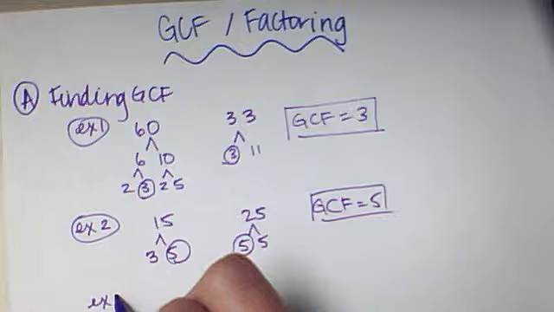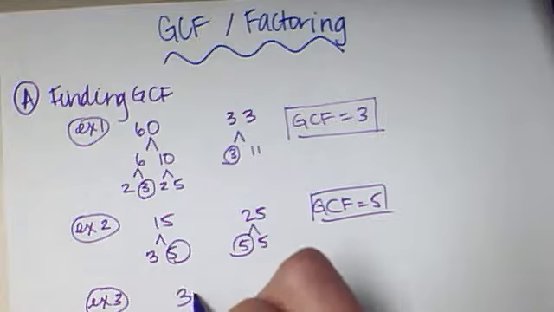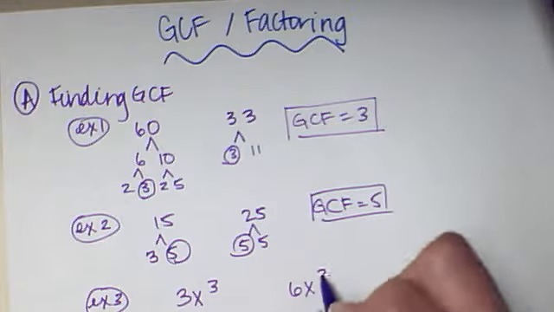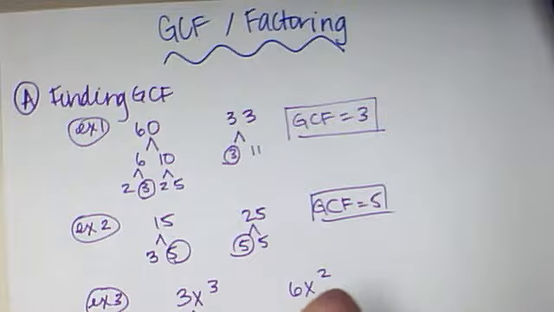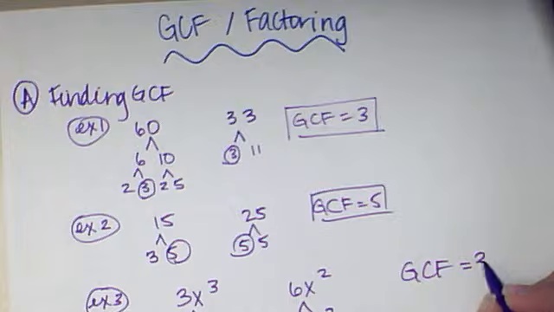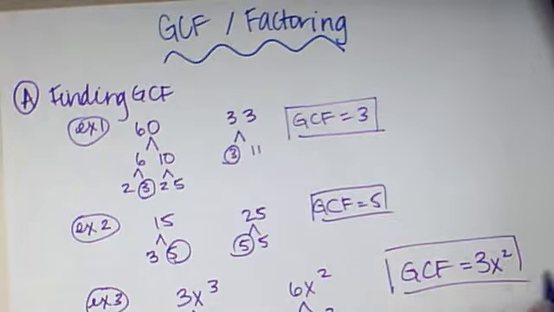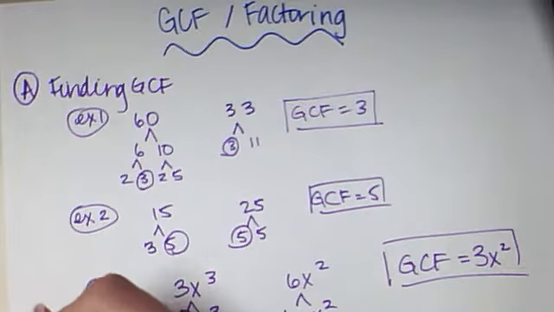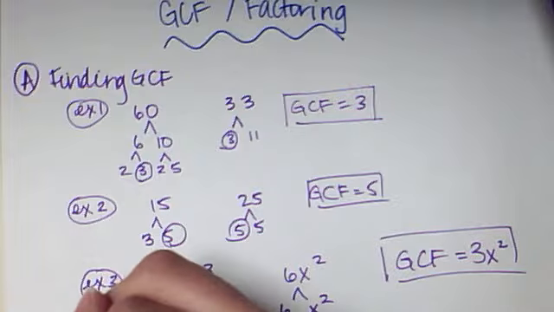What if I look at something with some variables in it, like 3x to the third and 6x squared? 3x to the third is 3 times x to the third, and x to the third would be x times x times x. 6x squared would be 6 times x squared. X squared would be x times x. 6 would be 2 times 3. The things they have in common are 3 and then 1, 2 x's. So my GCF is 3x squared. Does that make sense?